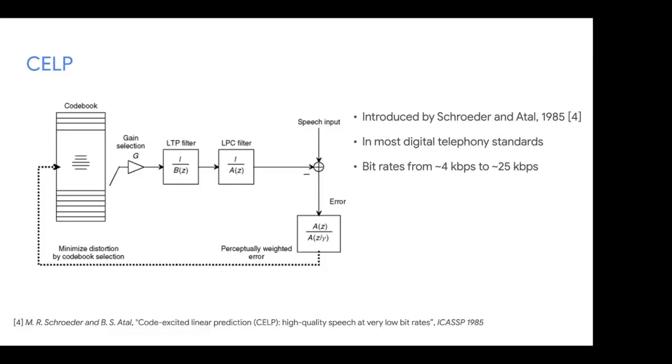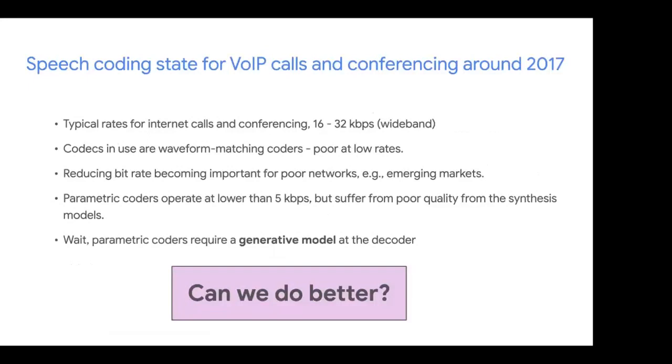But then you could go down. The traditional waveform coder didn't sound good lower than, say, 16 kilobits per second. But with the CELP coder, you can come down to 4 barely, but like 6-7 at least while sounding really good. So until a couple of years ago, that was this thing.